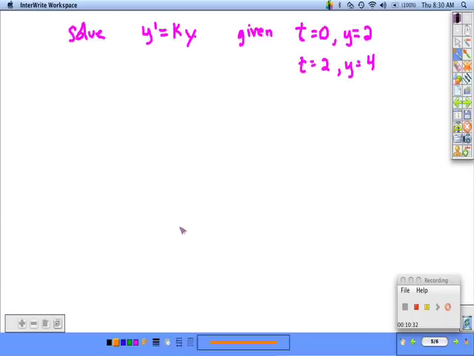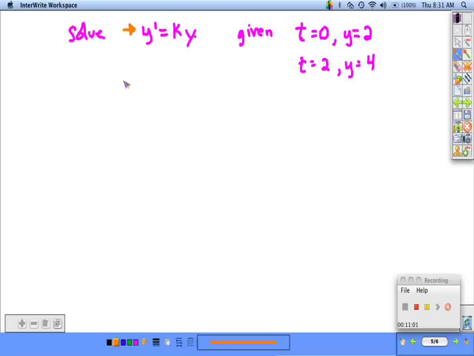I want you to try this one before watching the rest of this video. Try to go through the separation with this, then we'll come back and deal with these initial conditions. So go ahead and pause the video right now, try to do this integration, and then restart it once you think you're done. Alright, let's see how we did.